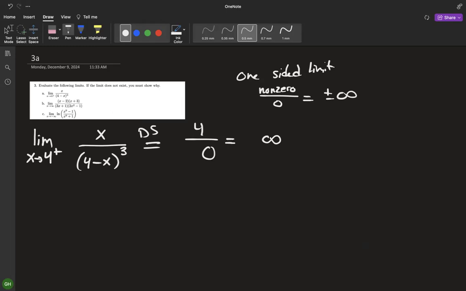So the limit as x goes to 4 from the right, that means that x is bigger than 4. So if I have 4 minus x, where x is bigger than 4, I'm going to get a negative number out of that, because I'm taking 4 and subtracting something bigger. So this is a negative 0. Then I cube that, it's still negative, and the top is positive. So positive over negative is negative infinity, and that's my answer.